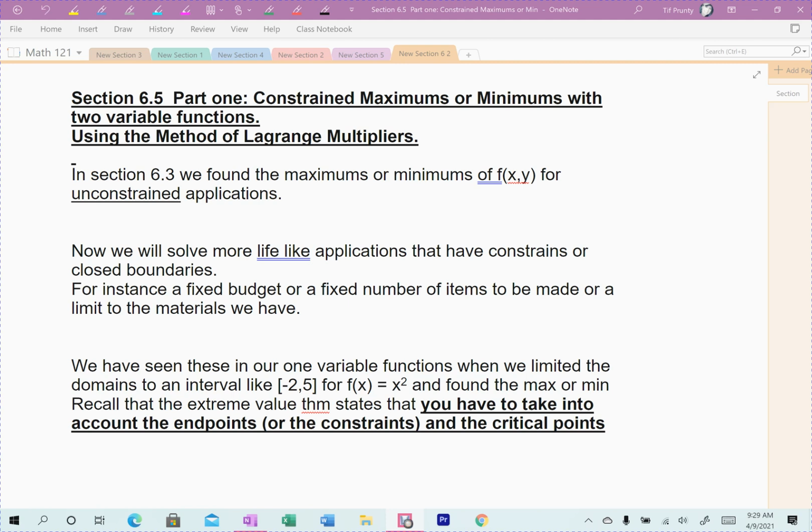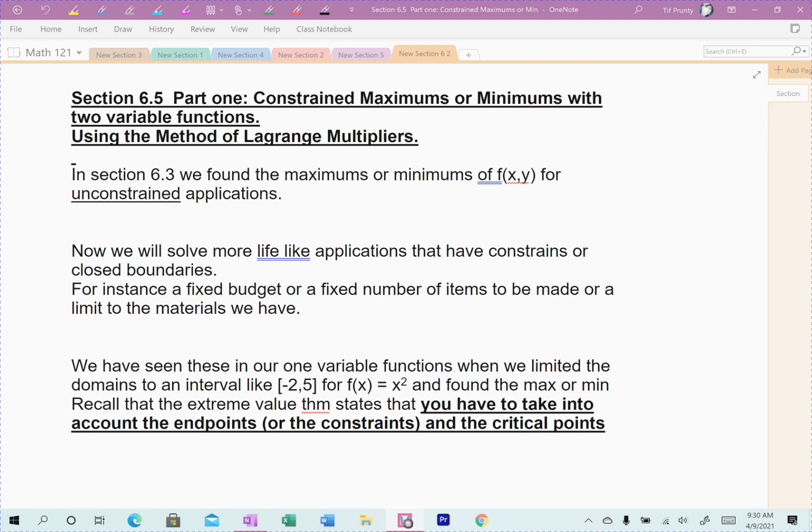We test that by finding our critical values, and we plug our critical values and our endpoints, right? In a closed interval case, you have endpoints, into the original function to see which function value is the largest and which function value is the smallest. In that case, we're guaranteed both a max and a min. And then there was the open case, where we only get one, right?